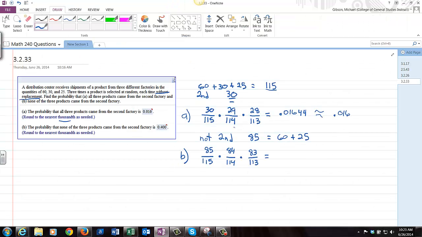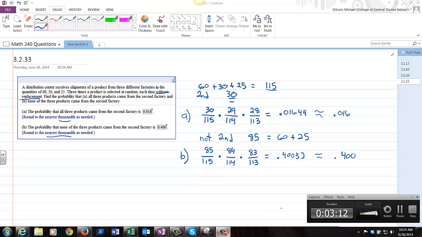That is 0.400. Actually, I get 0.40032. And again, they want this to the nearest thousandth, so that's 3 decimal places. And that gets me the answer of 0.400. That is all for this one.